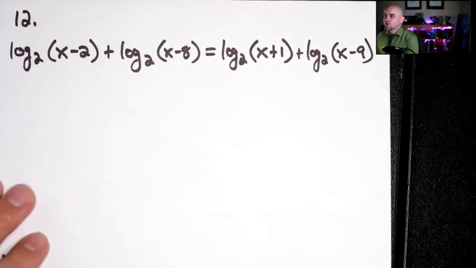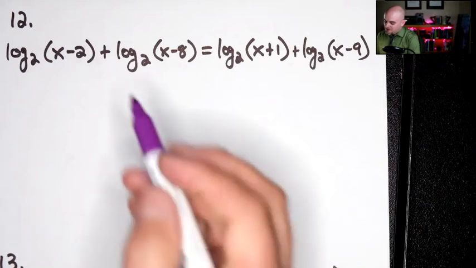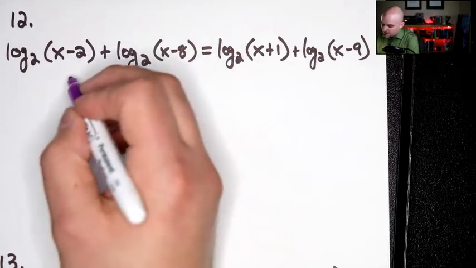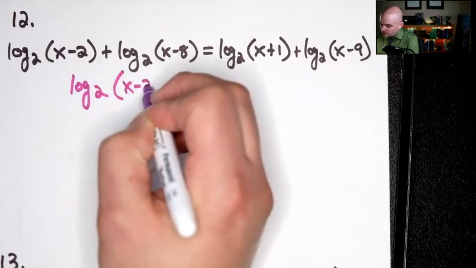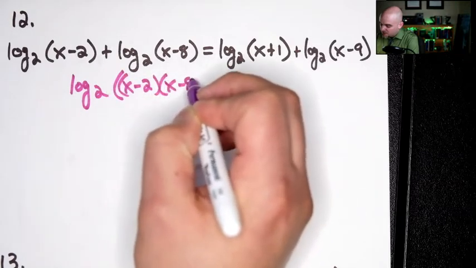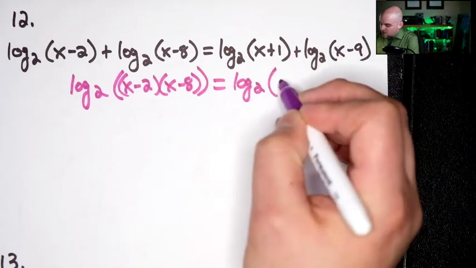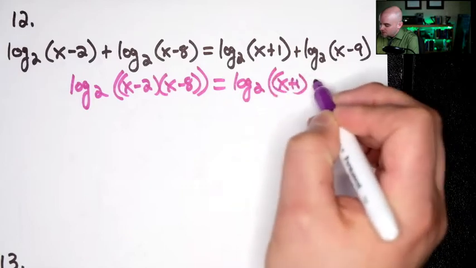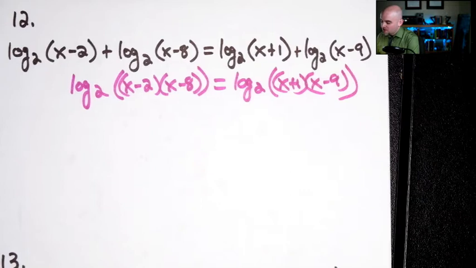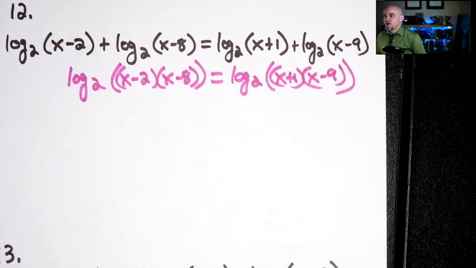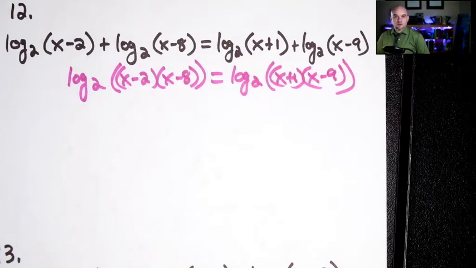So here's 12. Doesn't that look fun? I had to write it below so I could fit it on the page. Once again, we can just multiply these out to combine them. So I'm going to get the log base 2 of x minus 2 times x minus 8 equals log base 2 of x plus 1 times x minus 9. And so I'm going to once again FOIL those out. I'll pause it to save you that, but if you have a question on how to FOIL it out, either watch one of my videos on foiling or just send me a message.